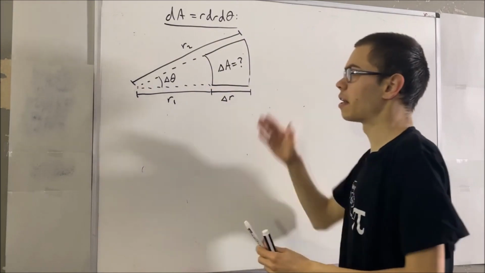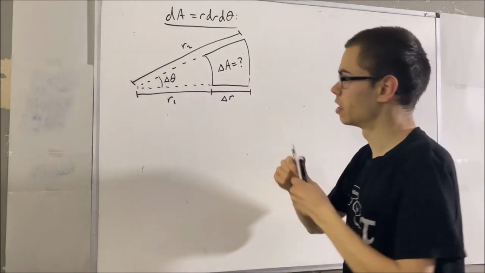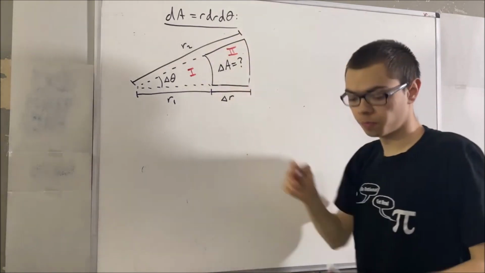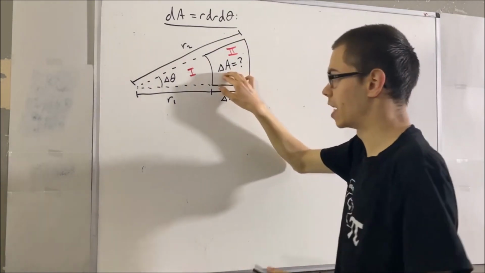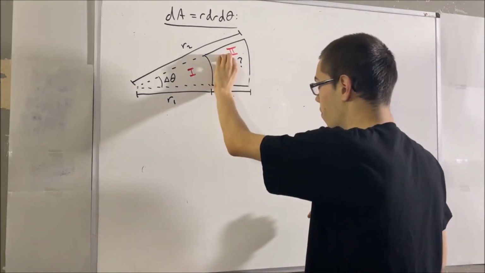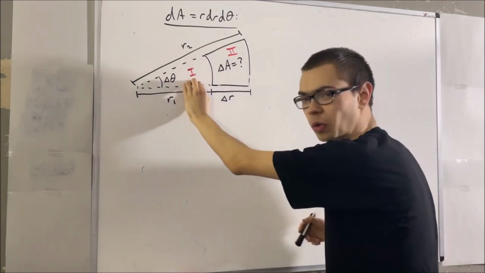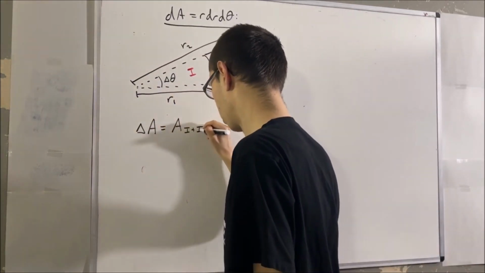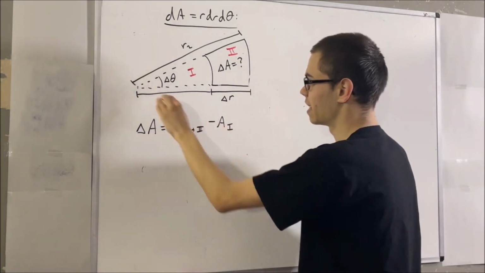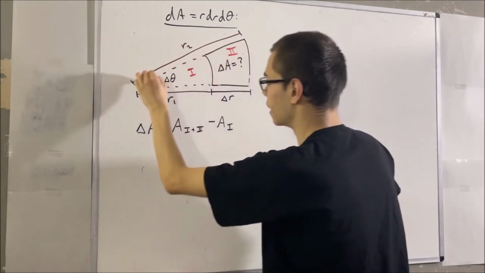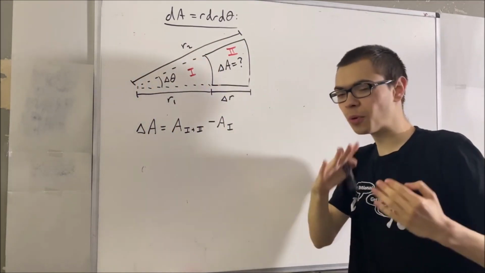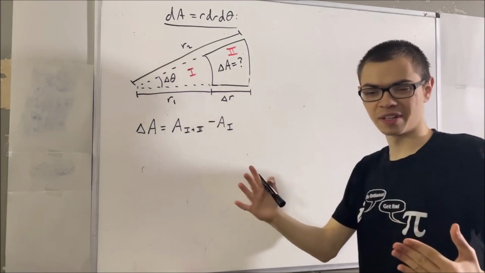And notice that overall we have two regions. We have region 1 and region 2. So to figure out what delta A is, we can say that delta A is the area of region 1 and region 2 combined minus the area of region 1. And notice that both of these areas are in the same exact shape. They're both in the shape of a circular sector.